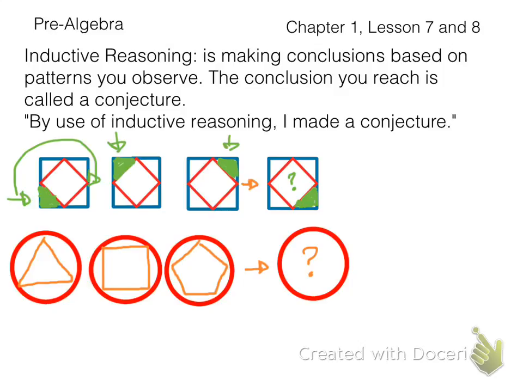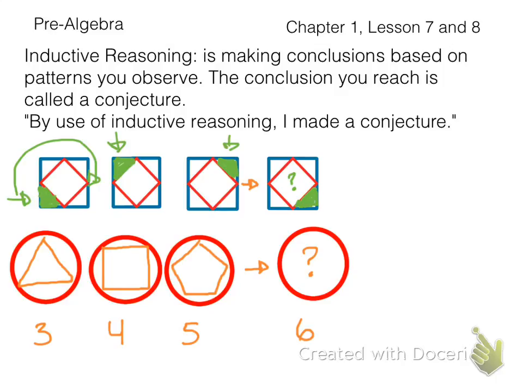All right, so for the next pattern we have three circles with polygons in them. The first one has a triangle, which is a three-sided figure. The second one has a square, which is a four-sided figure. The third one has a pentagon, which is a five-sided figure, and so the next one should have a six-sided figure, which is what we call a hexagon.